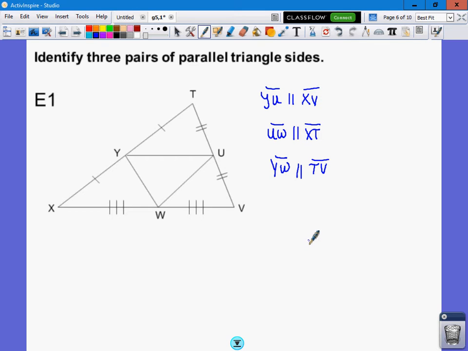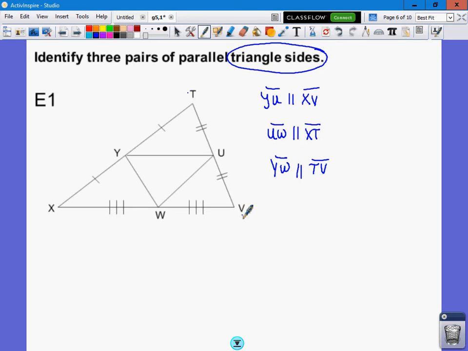So, is the reason why TU wouldn't be parallel to YW because you use a midpoint, you have to go to each? No, because it wants the whole triangle side. So I'm going to go from T all the way to V. Because it wants the whole side of the triangle.